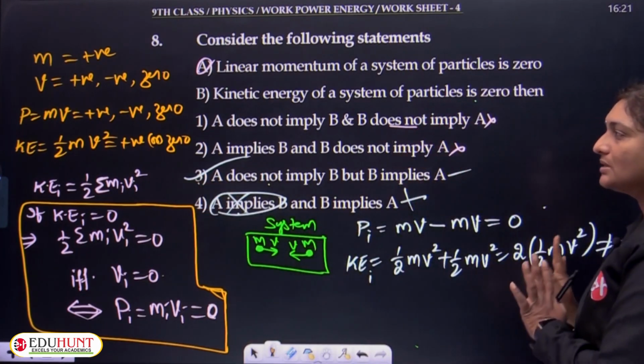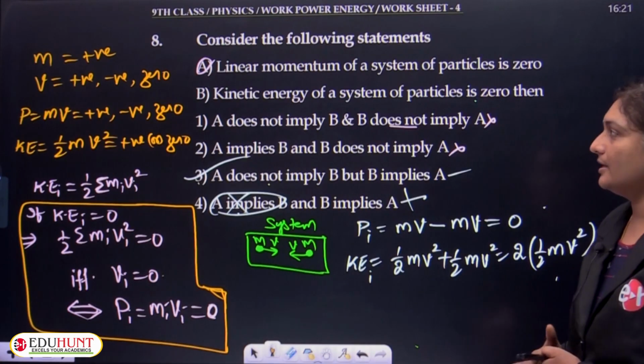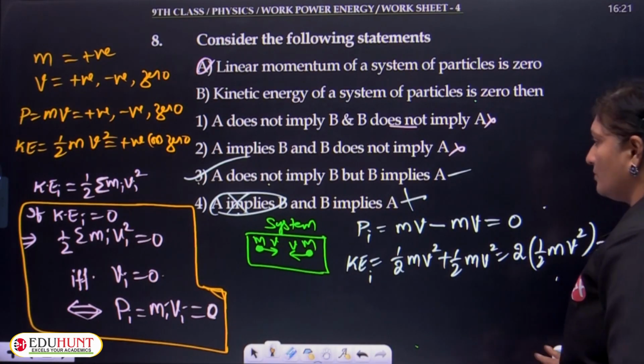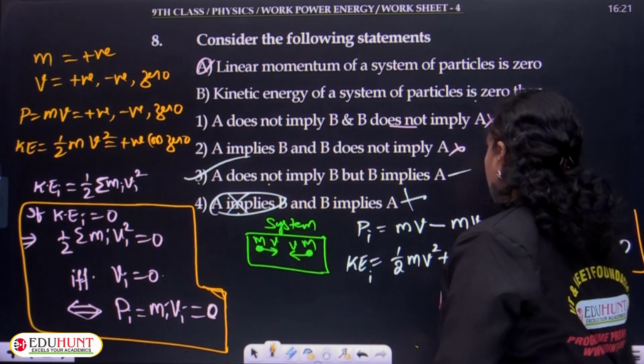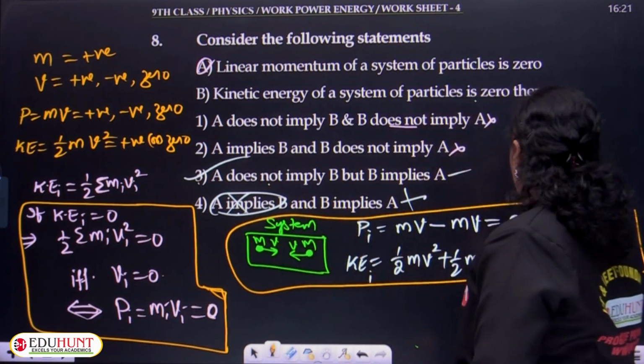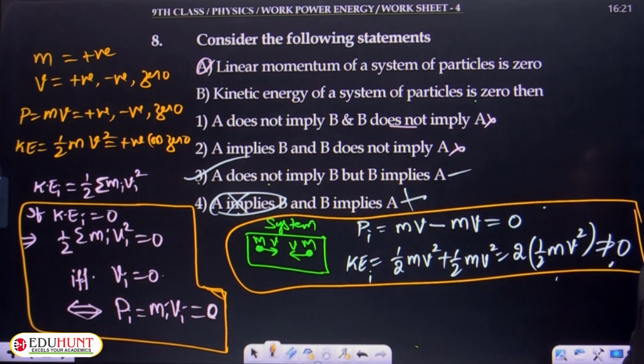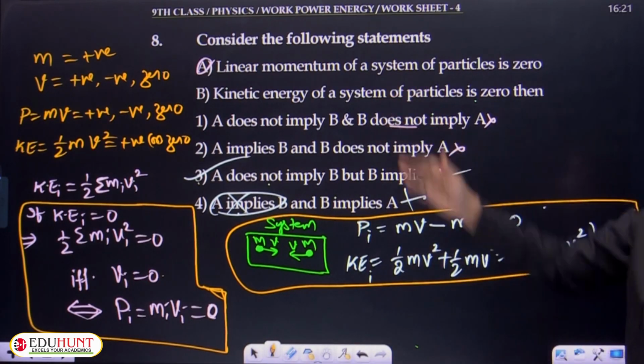So just go through this carefully, children. Here is one consideration and here is another consideration for both statements, and that is a generalization.